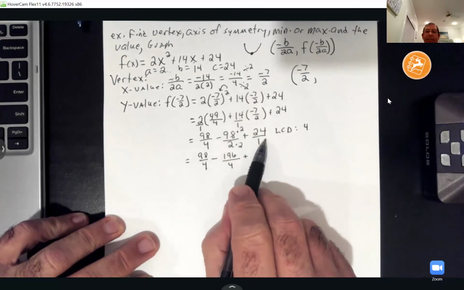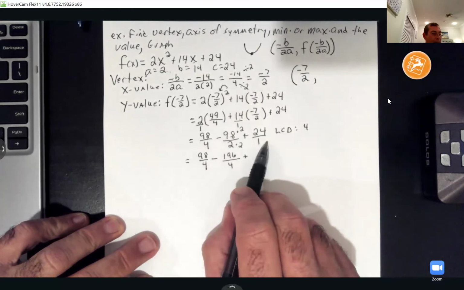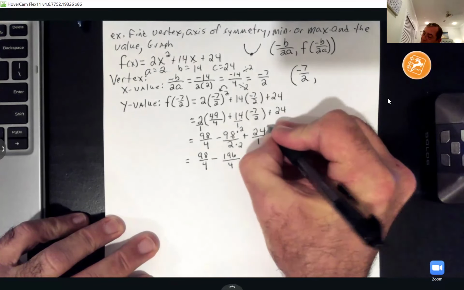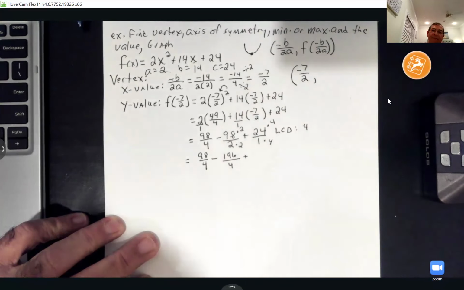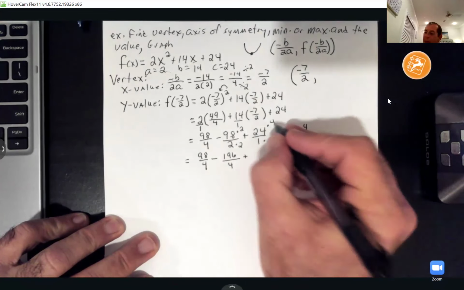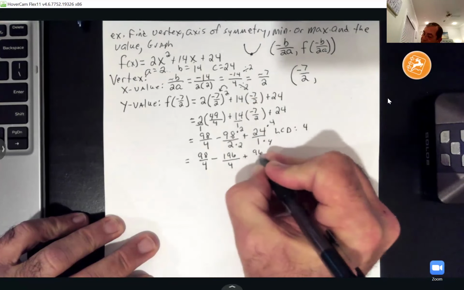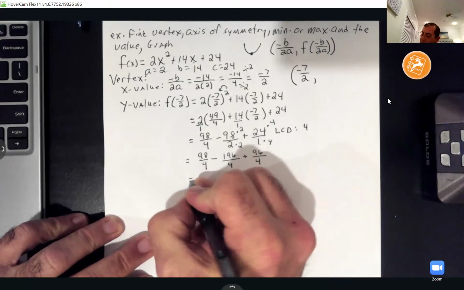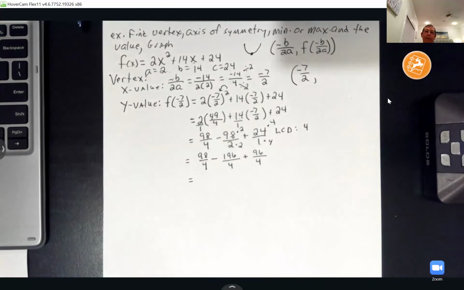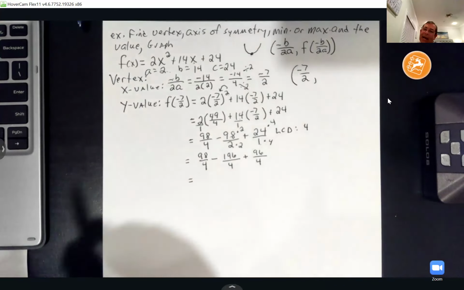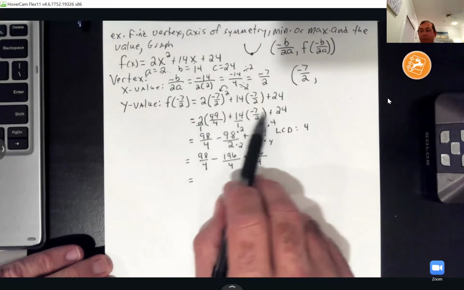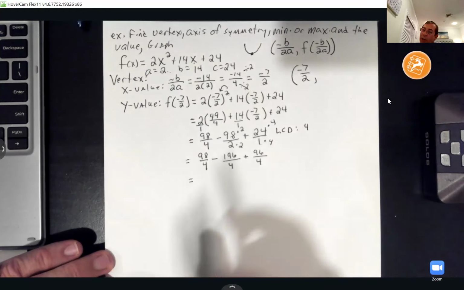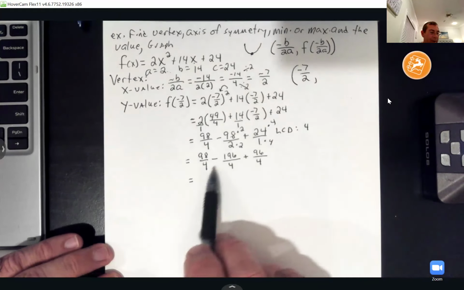Now we got to change this one into a 4 on the bottom. So I'm going to have to multiply that bottom by 4, which means I'm going to multiply the top by 4. So 24 times 4 gives you 96. 1 times 4 is 4. So y'all with me? I don't mind multiplying fractions up here, but adding fractions is where it's really picky about having a common denominator, okay?